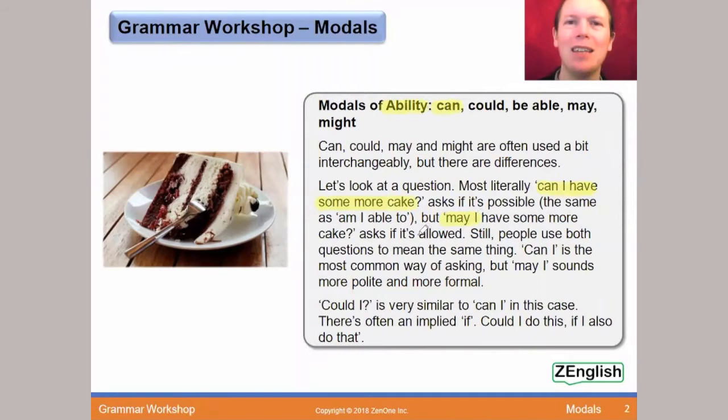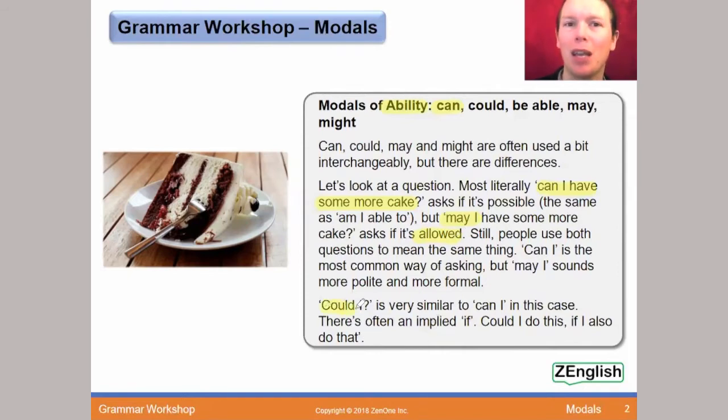It's asking, is it allowed? Is it okay? Do I have your permission? So people do use those to mean the same thing. Can I have some? May I have some? But really there is a slight difference. In usage, the real difference is can I is the more common way of asking, but may I, because it's asking for permission, is more polite and more formal.